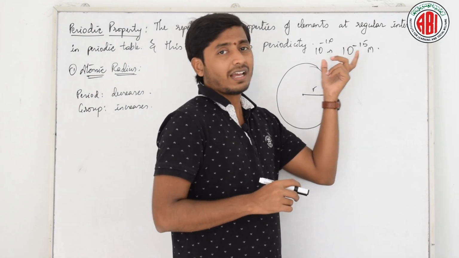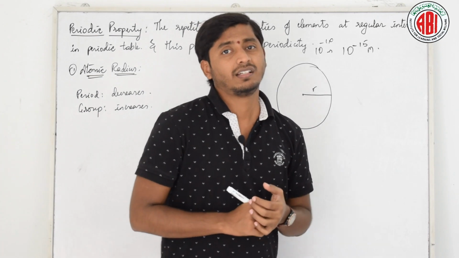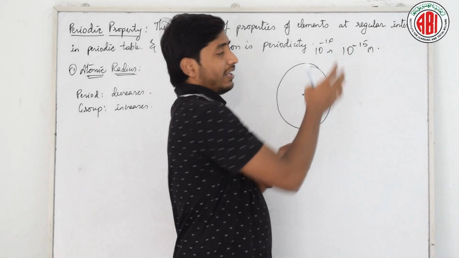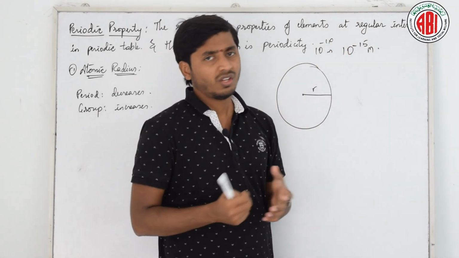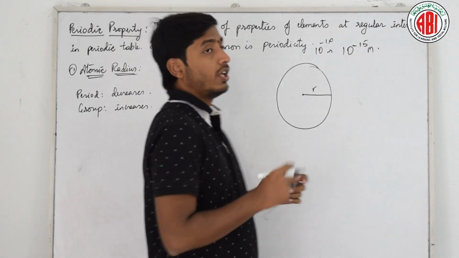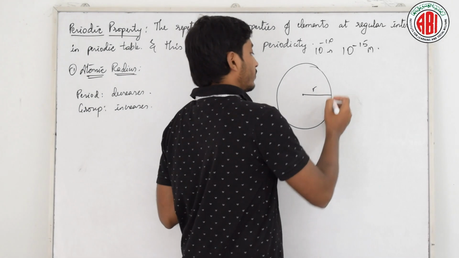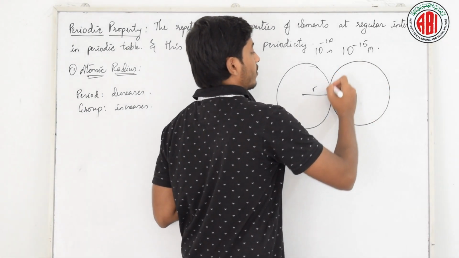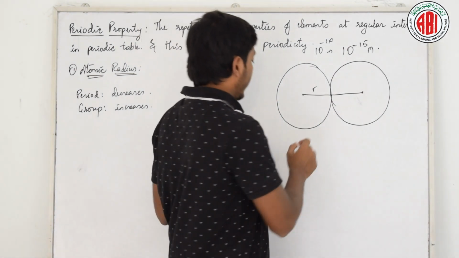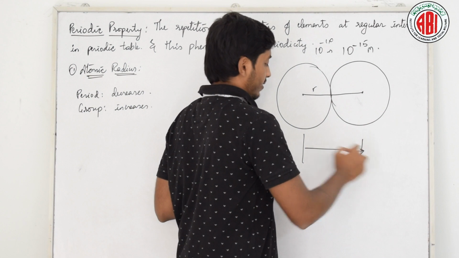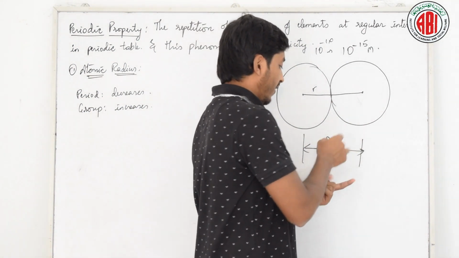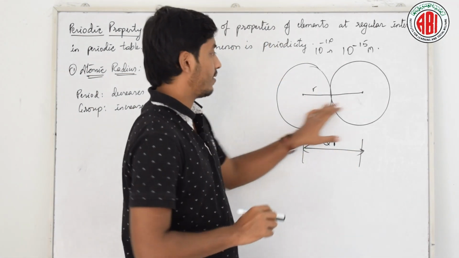Is there any equipment available to calculate this amount of length? We know there are things called screw gauge, vernier calipers and so on. Can we calculate these kinds of measurements using them? No, we can't. That's why atomic radius or atomic size can be calculated in two different ways. One is, for example, if there are two atoms connected in a molecule, then we can directly calculate the distance between these two centers. If the distance between these two centers is 2r, and I divide it by 2, obviously I will get the radius.